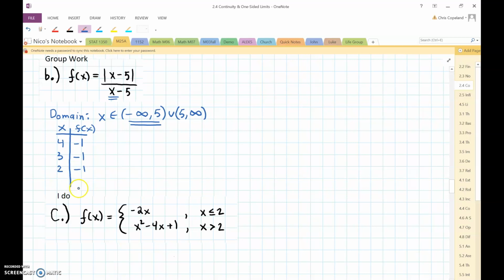Let's see what happens when we pick numbers in this interval. So let's pick 6, plug 6 in, you're going to get positive 1 in the numerator, and positive 1 in the denominator, so you're going to get a 1. So basically every single number that you pick in that interval is going to end up being positive 1. So now let's draw the graph.